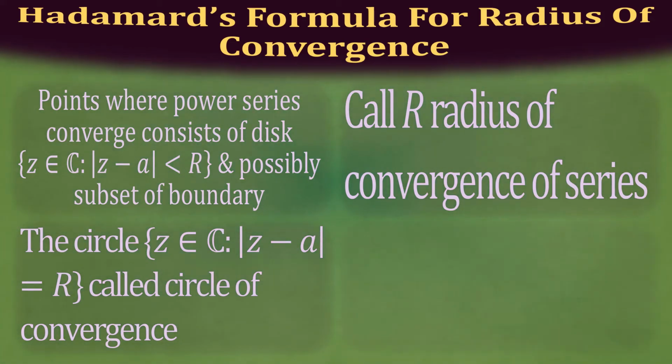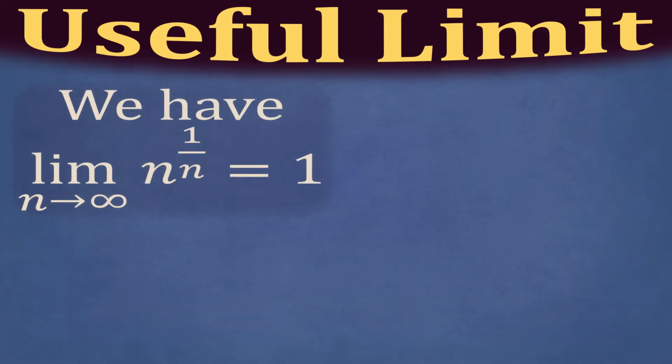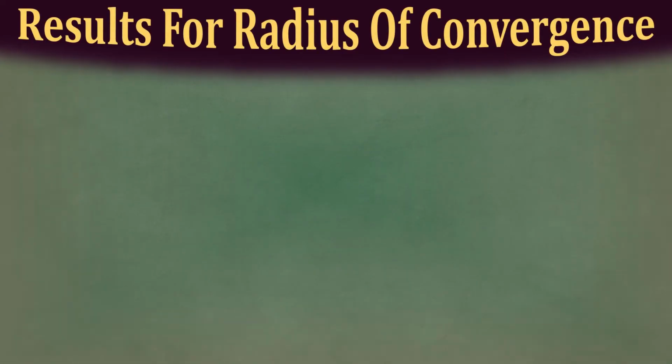Note that R equals infinity is allowed where, according to our notation, we set 1 over 0 to infinity and 1 over infinity to 0. To calculate R, here's a useful limit. We have that the limit as n approaches infinity of n to the 1 over n is equal to 1. Next, let's give some results for the radius of convergence.